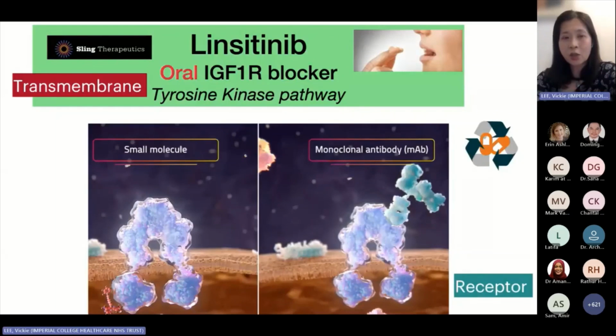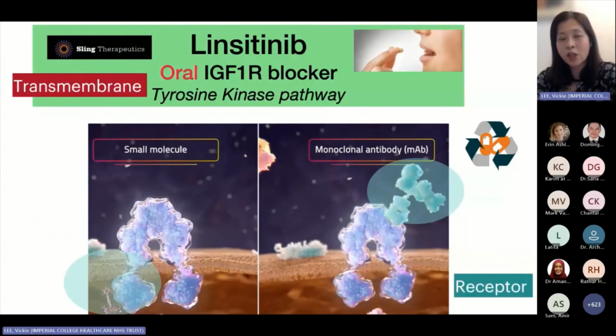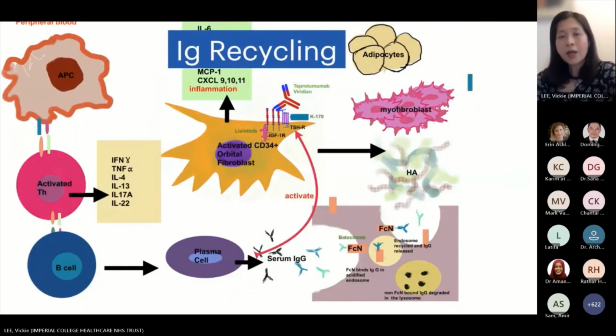Another exciting agent working along the same pathway is linsitinib. This is again a repurposed oncology agent, which is orally administered, and it targets the intramembrane signaling of the IGF-1R pathway by stopping tyrosine kinase, as opposed to the monoclonal antibody binding outside the cell. So again, we hope that we can get results quite soon from the phase 2 trials.